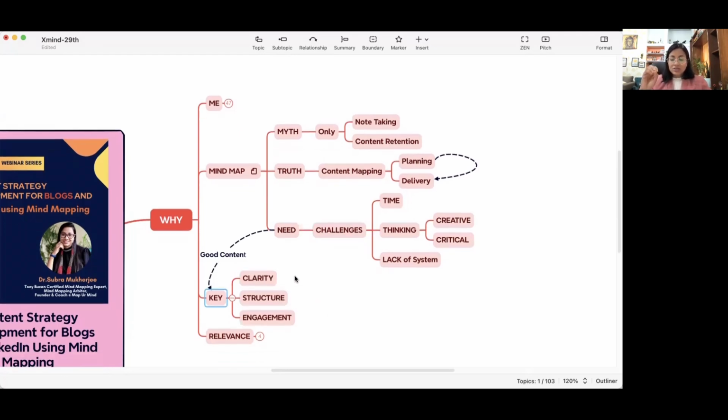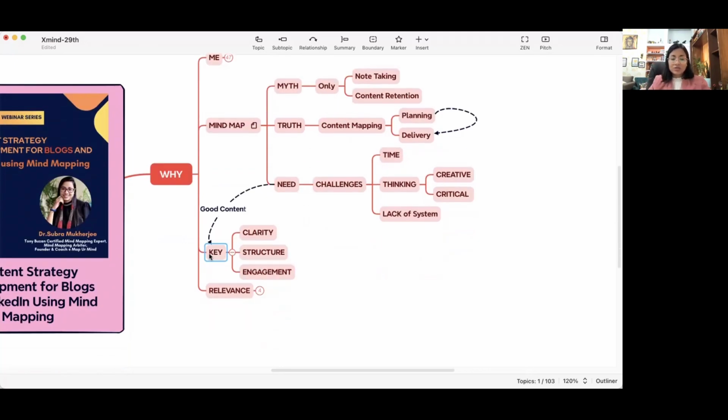And any good content, if you see any piece of good content, you take a newspaper, you take a magazine, you take a book, or you take any of those online blogs and articles, you see that it will have three main important key elements. One is clarity. It's written with absolute clarity. It has a proper structure. It's not haphazard. And of course, the moment you read, you feel engaged, you get absorbed in it, and you start to read it till the end. From start to end, you don't miss any of the lines. That is what we say the key elements of a good content.